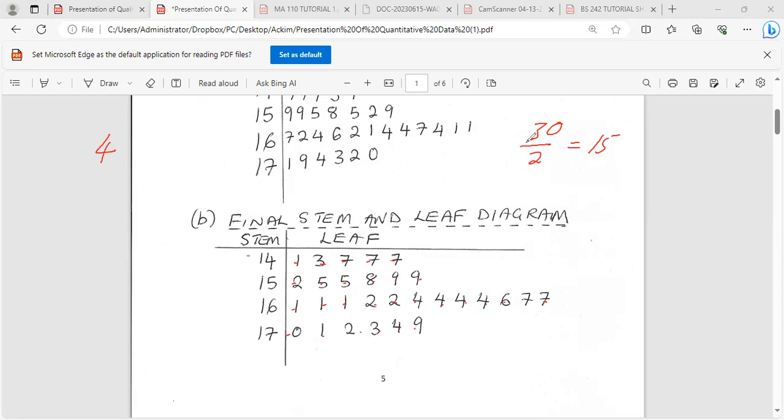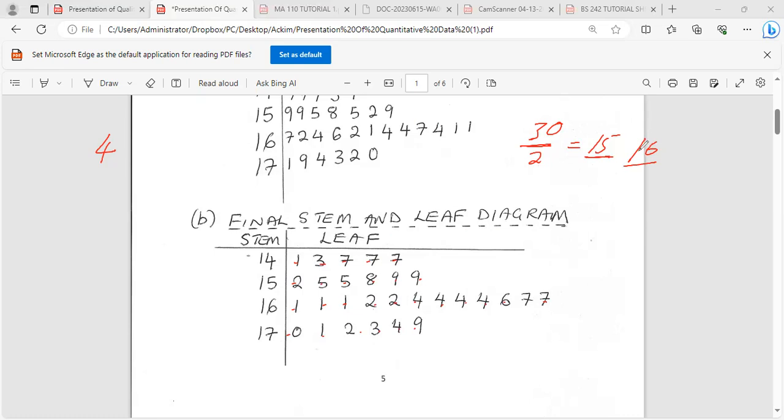So the same applies: if it is 30, it means we are going to have two numbers that will be in the middle. Number 15, from 30 divided by 2, is 15. So number 15 and number 16 are the numbers in the middle.